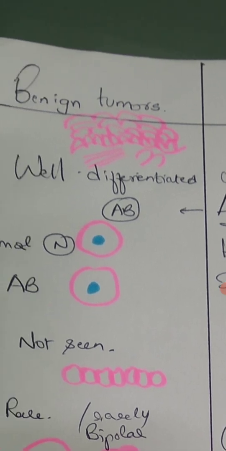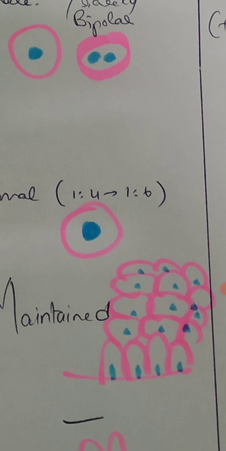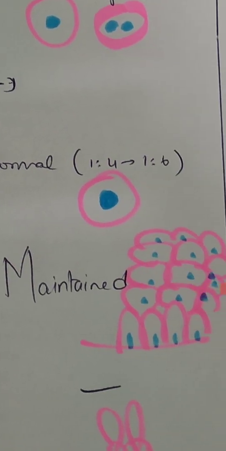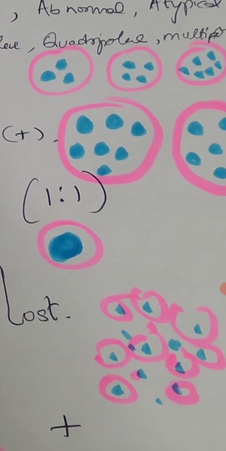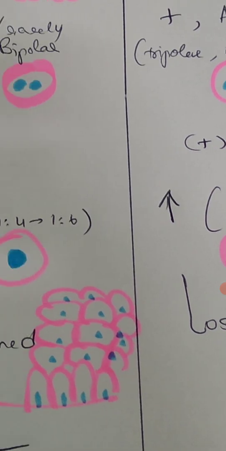The polarity is maintained. Where the columnar cell should be, it is still present over there. Where the squamous cell should be in the superficial most layer, it is present there only. So the polarity is maintained in case of benign tumor, whereas in malignant tumor, the polarity is lost. The meaning of that is we don't know which cell was basal and which cell is superficial. So the polarity is lost in case of malignant tumor.